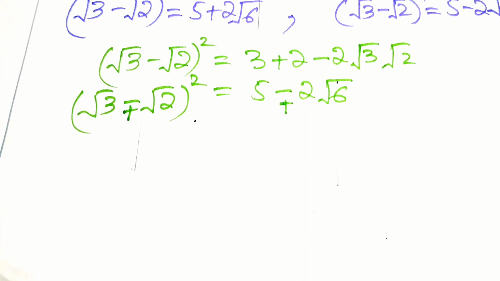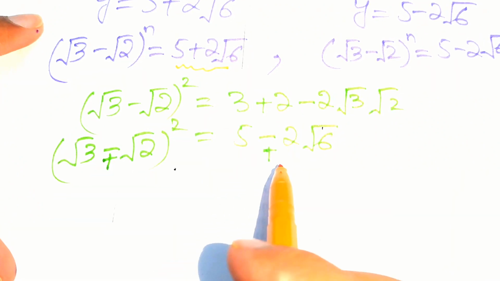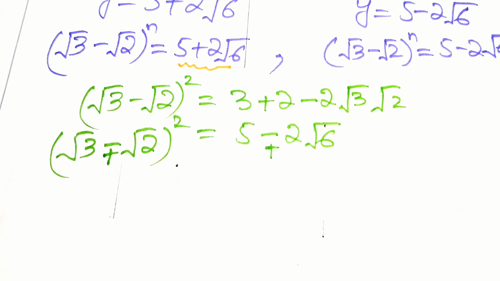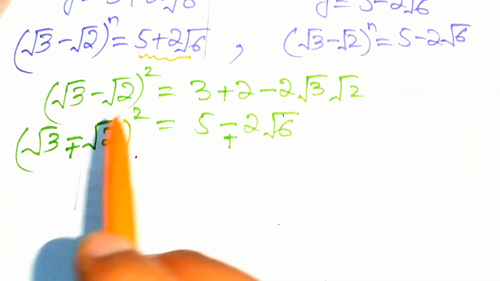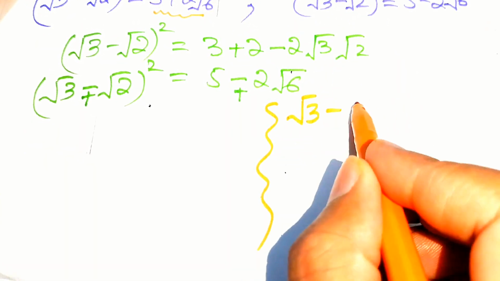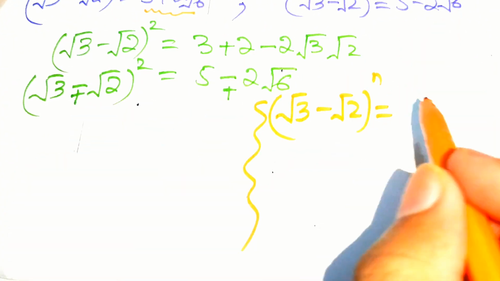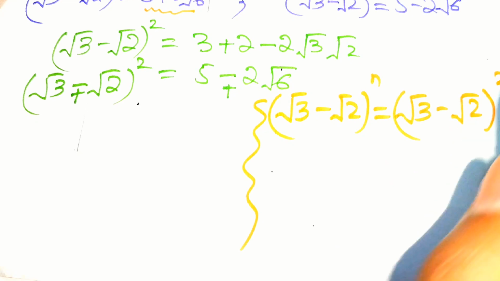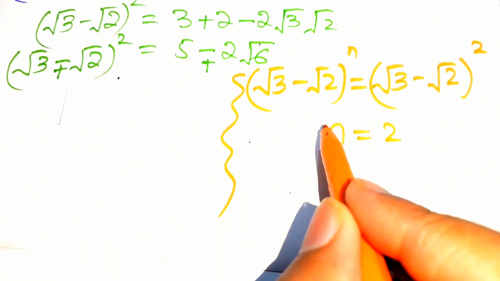Now we substitute this term equal to square root of 3 minus square root of 2, and similarly we have the negative term, so we substitute 5 minus 2 times square root of 6 equal to this value. So this case becomes square root of 3 minus square root of 2 and its whole power n equals, since 5 minus 2 times square root of 6 equals square root of 3 minus square root of 2 and its whole square. Here you see that the bases on both sides are the same, so we equate the exponents and we get our first solution.